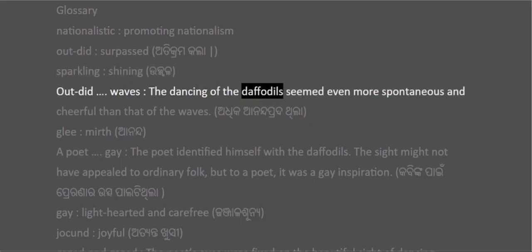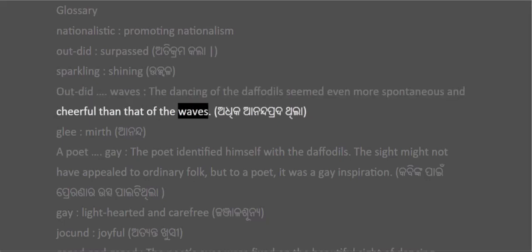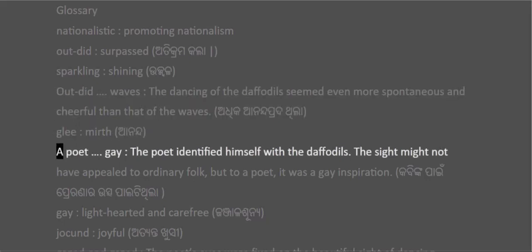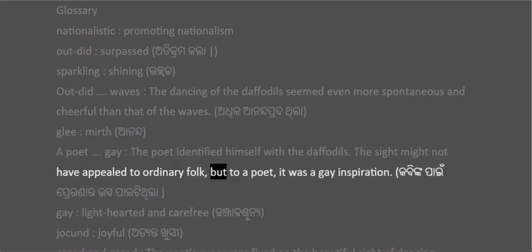The dancing of the daffodils seemed even more spontaneous and cheerful than that of the waves. Glee, mirth, a poet. Gay. The poet identified himself with the daffodils. The sight might not have appealed to ordinary folk, but to a poet, it was a gay inspiration.